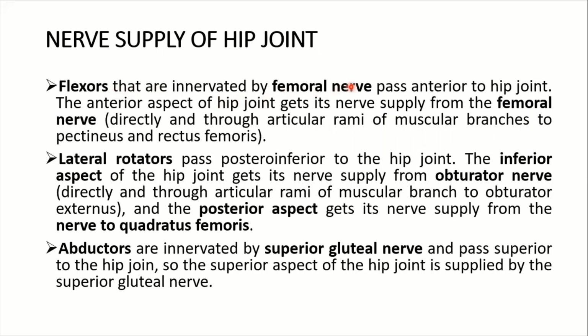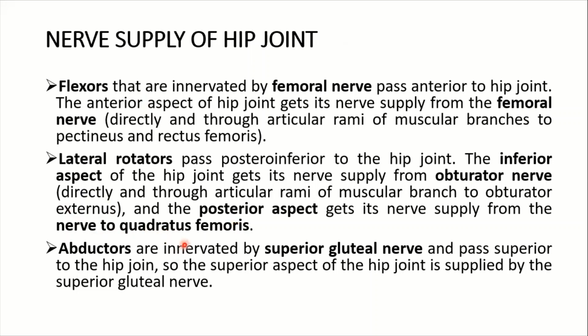Flexors are innervated by the femoral nerve. They pass anterior to the hip joint. The anterior aspect of the hip joint gets its nerve supply from the femoral nerve directly and or through articular rami of muscular branches to pectineus and rectus femoris. Lateral rotators pass posterior-inferior to the joint. The inferior aspect of the joint gets its nerve supply from the obturator nerve directly and through articular rami of the muscular branch to obturator externus, and the posterior aspect gets its nerve supply from the nerve to quadratus femoris.